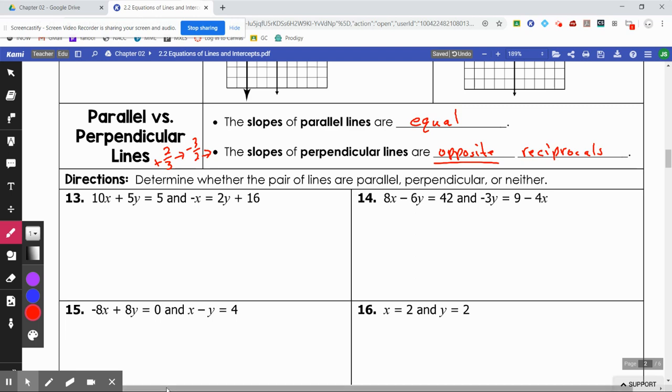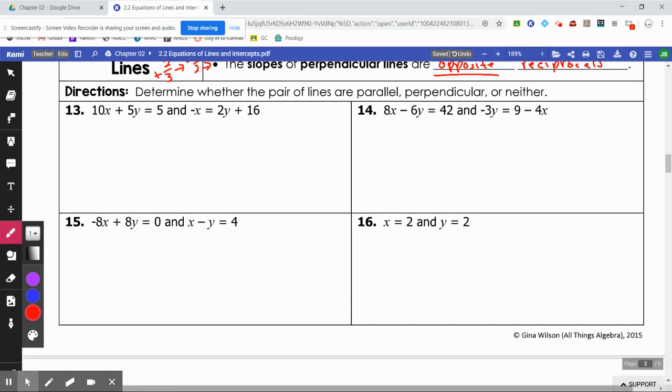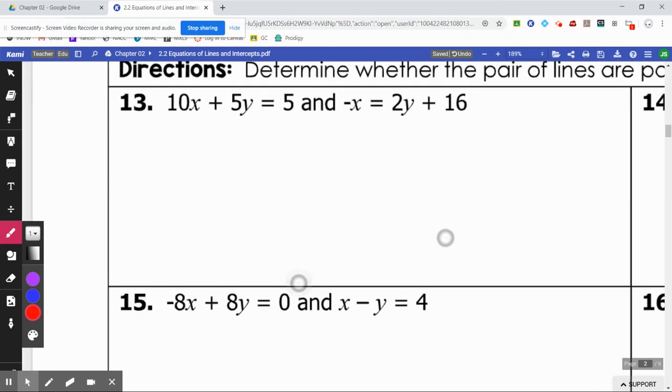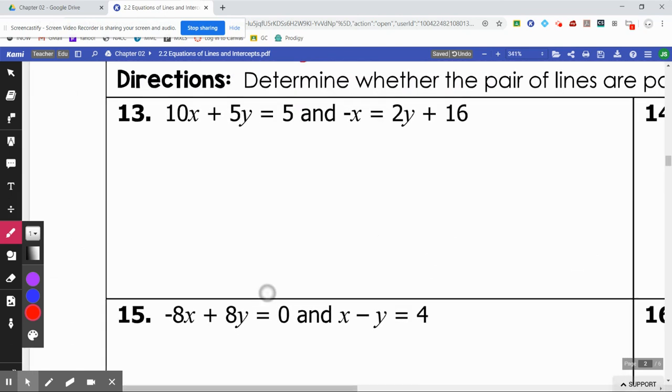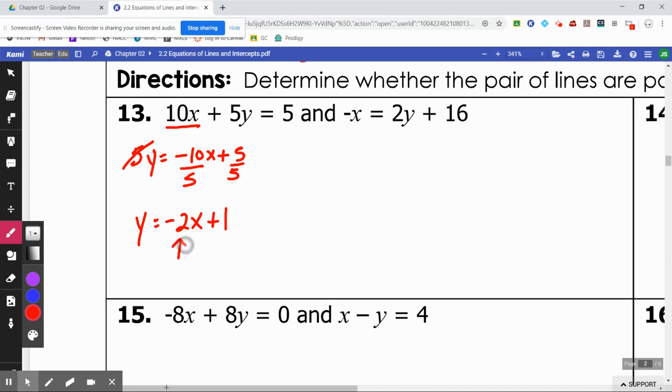Okay, determine if these lines are parallel, perpendicular, or neither. Let me zoom in a little bit. Pretty much we're just finding the slopes here. So let's get this in slope-intercept form. Move your x term, which gives you 5y equals negative 10x. Divide everything by 5 to get rid of this 5, and it gives you y equals negative 10 divided by 5, which is negative 2. 5 divided by 5 is 1. So my slope is negative 2.